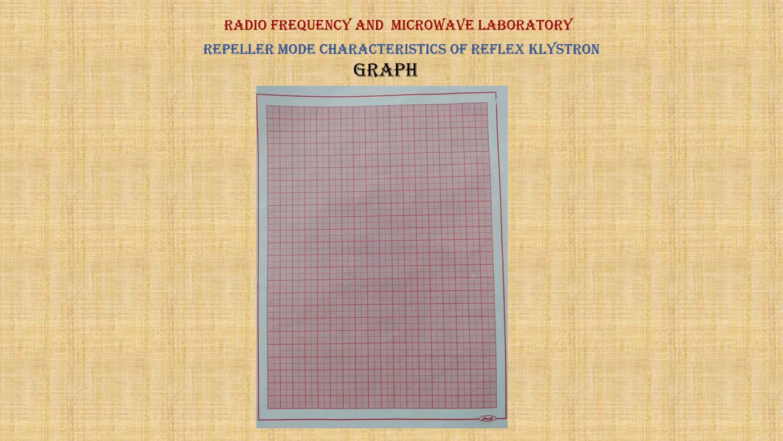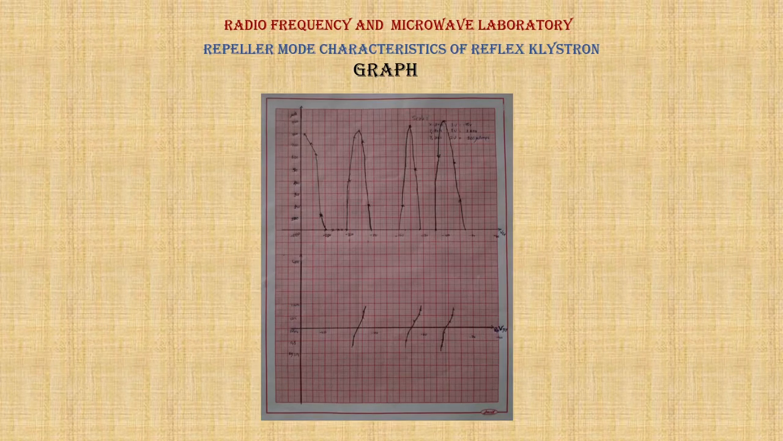Now coming to the graph. By taking a linear graph, we are going to plot the values. After plotting the values in this manner, we will get results. Here it is the off mode, and these are the modes: mode 1, mode 2, mode 3, mode 4. Like this, we will get up to 6 modes.